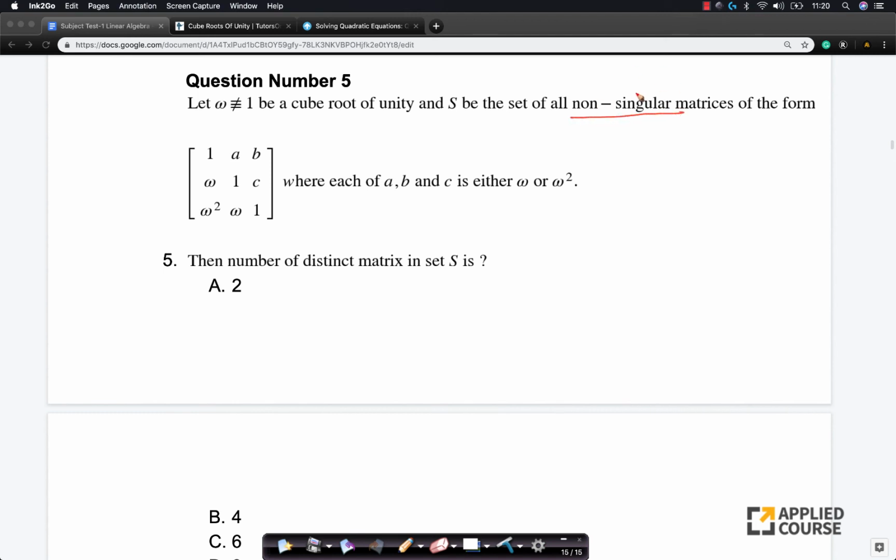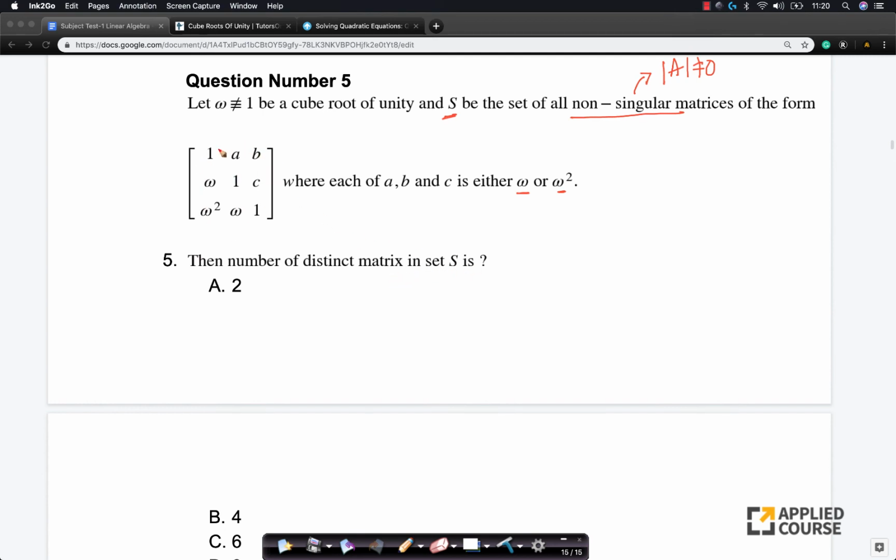All non-singular, what is a non-singular matrix? A non-singular matrix basically means det of A is not equal to 0, right? So let S be the set of all non-singular matrices of this form, where each of a, b, c can either be omega or omega square. Find the number of distinct matrices in set S.